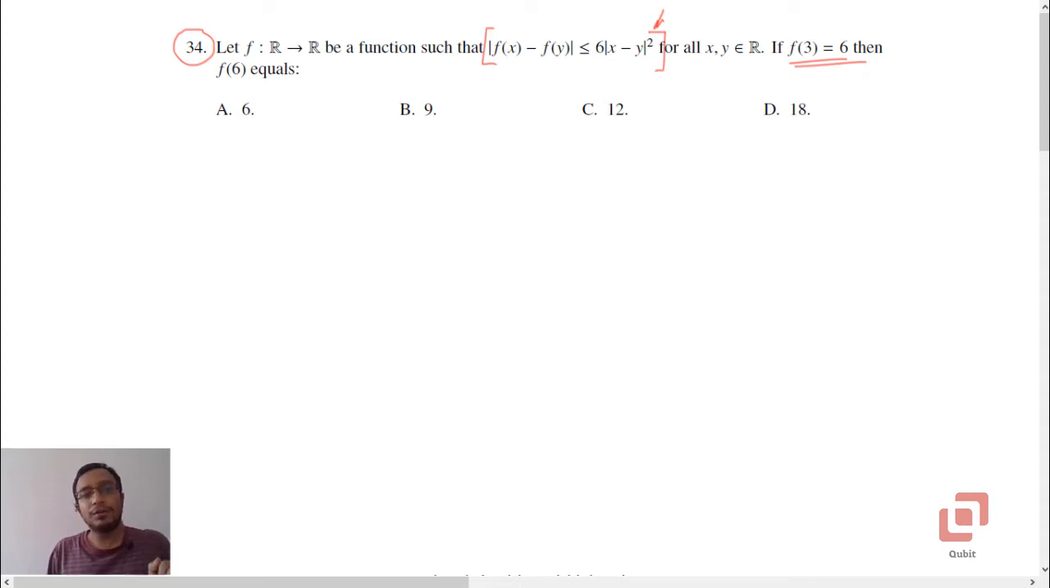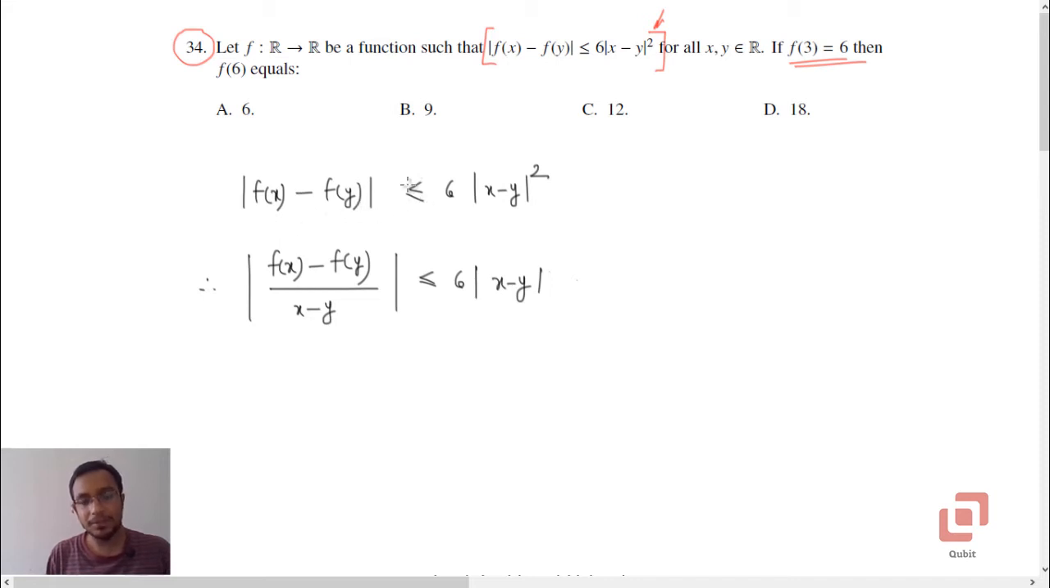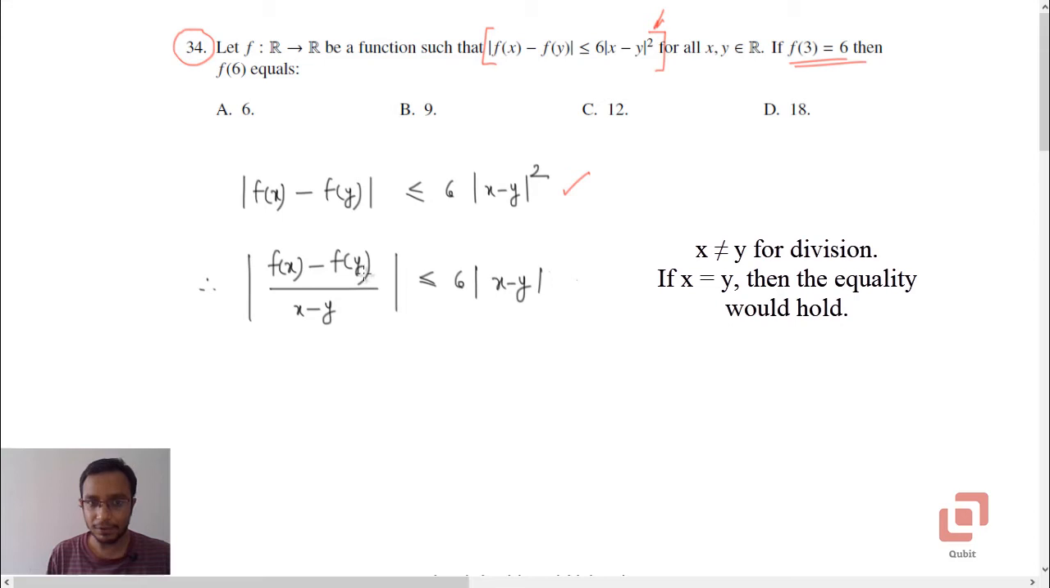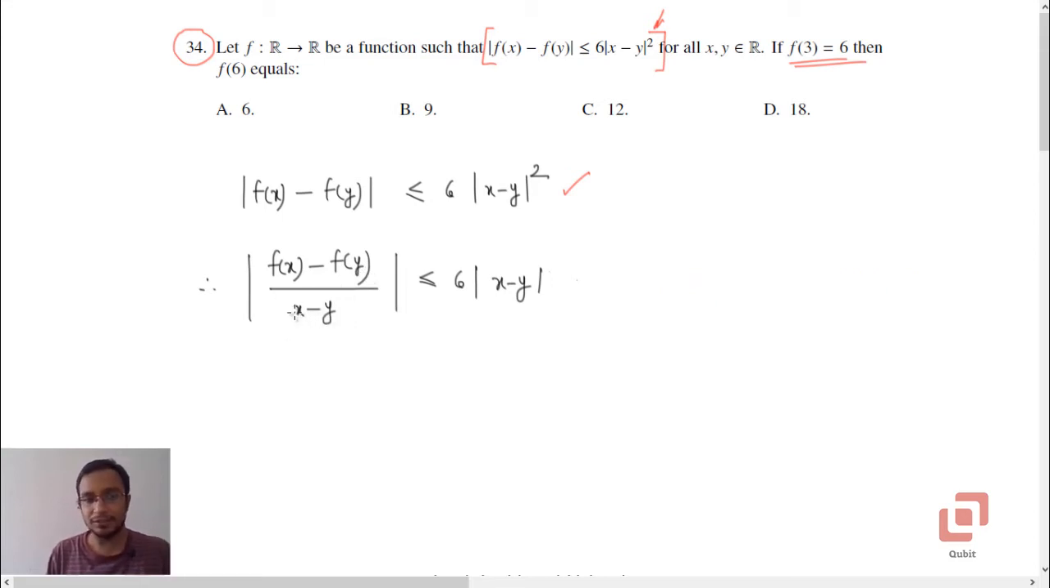So we will first write down the given inequality: mod of f of x minus f of y less than or equal to 6 into mod of x minus y, bracket squared. We now carefully divide both sides by mod of x minus y. So f of x minus f of y upon x minus y, and because we are dividing by the mod of x minus y, it really doesn't matter where you write it. You can write it even inside the mod. And now is the main part. This expression inside the modulus is often called the difference quotient.